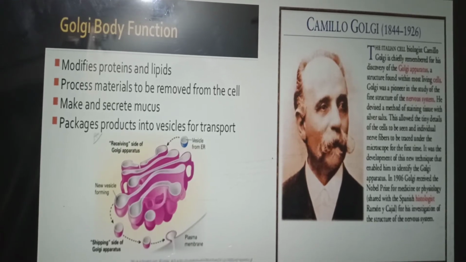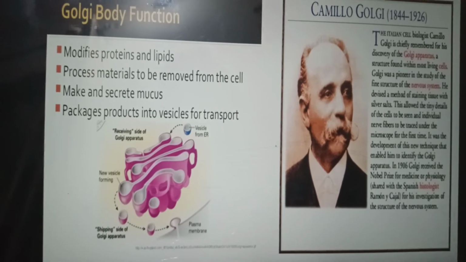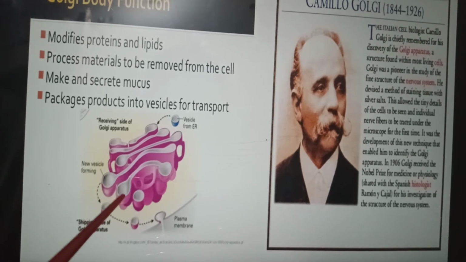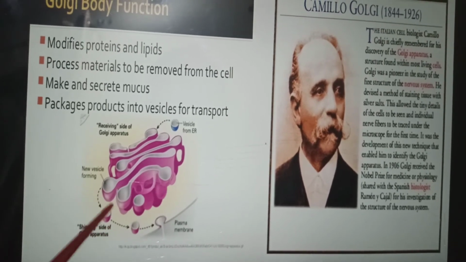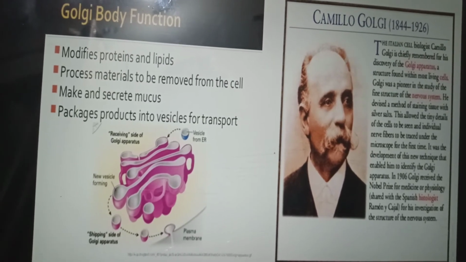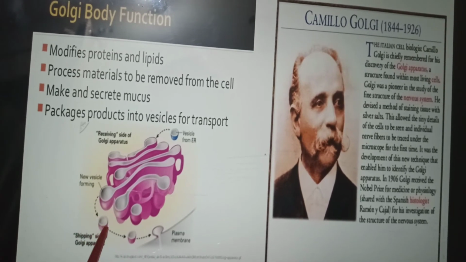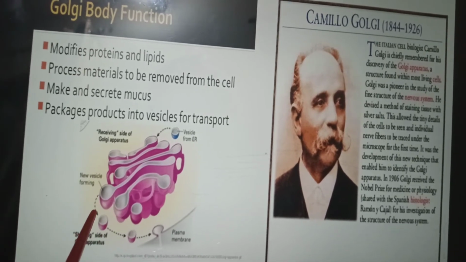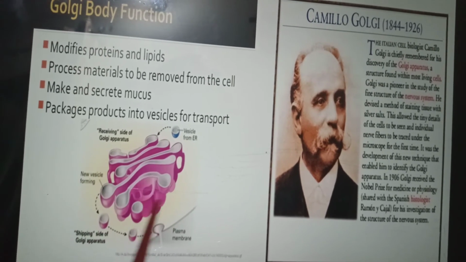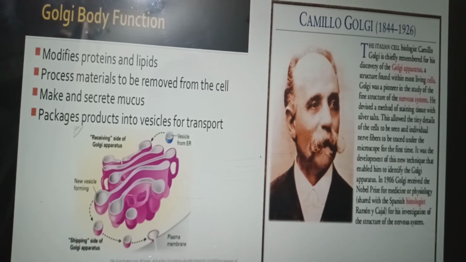An Italian physician, Camillo Golgi, discovered a set of flattened sacs. So here is a set of flattened sacs which are known as cisternae in the cell. In this set, many cisternae are stacked over each other, and the complete set of cisternae is known as Golgi apparatus or Golgi complex. It is found in both plant and animal cells.